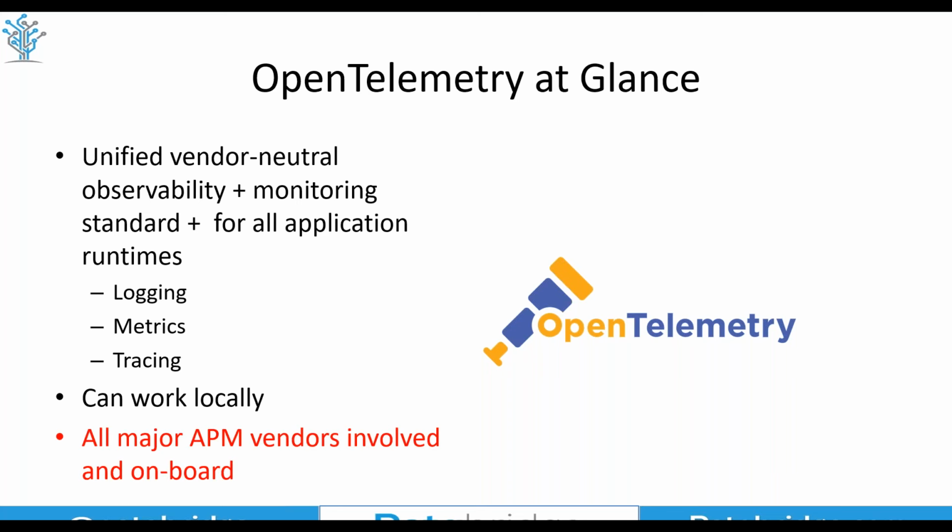All major APM vendors are basically involved and on board at this point. There might be some that aren't included, but let's say, for instance, Azure or Google Cloud or AWS, DataDog, Dynatrace, New Relic, Elastic, and even open source projects like Prometheus, Jaeger, and Zipkin. They all support the OpenTelemetry standard. So you can bring your telemetry to whatever vendor you want for doing your processing, aggregation, alerting, etc.